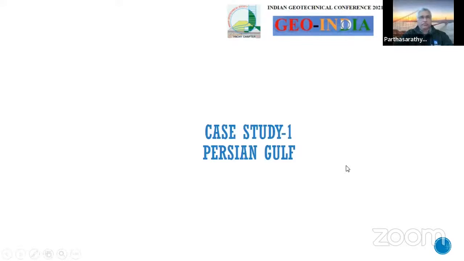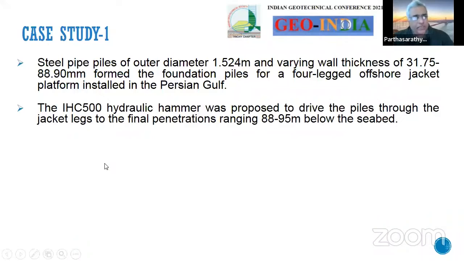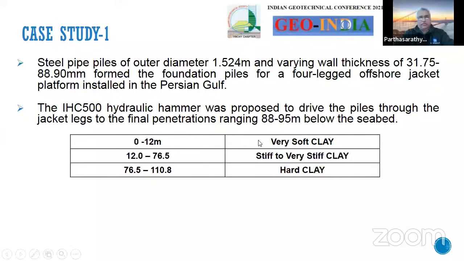Number one is in the Persian Gulf. The project consists of a four-legged offshore jacket platform, with piles of 1.524 meter diameter and wall thickness varying between 31.75 and 88.9 millimeters. They commissioned an IHC 500 kilojoule hammer to drive the piles through the jacket legs to a penetration of about 88 to 95 meters. As you know, the soil stratigraphy is pretty uniform, with shear strength consistently increasing with depth.